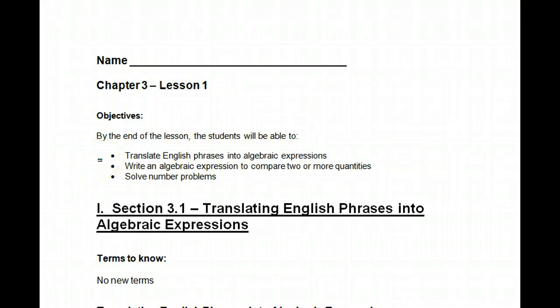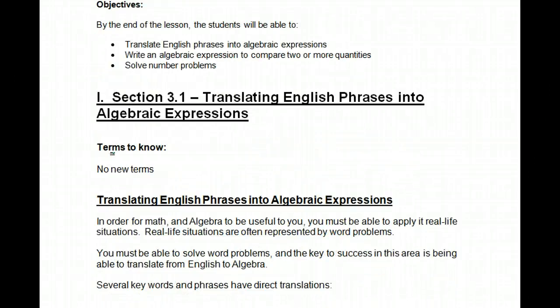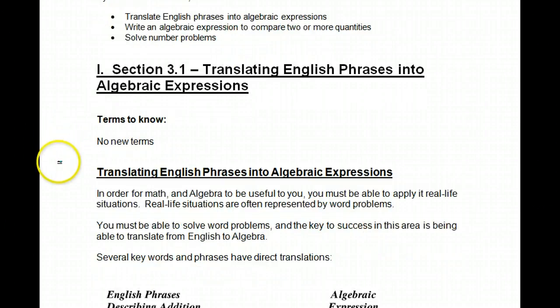In this lesson, we are going to learn how to translate English phrases into algebraic expressions, and also how to write an algebraic expression to compare two or more quantities and solve number problems. There are no new terms for this section, and we are now going to begin learning the new content.